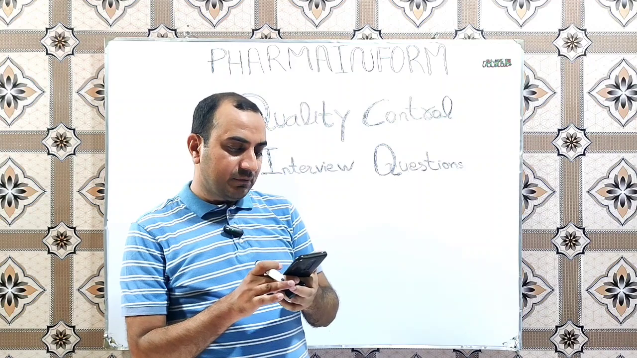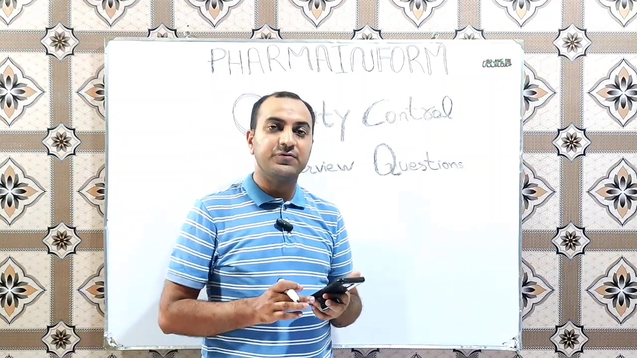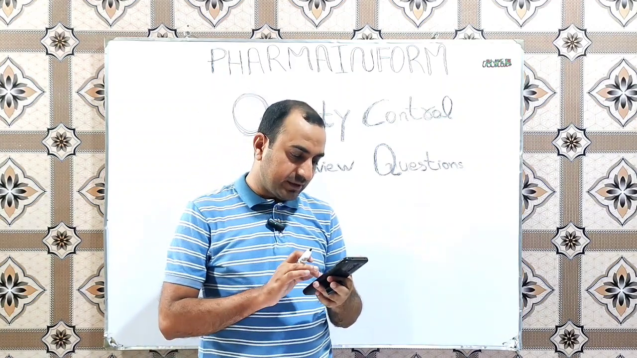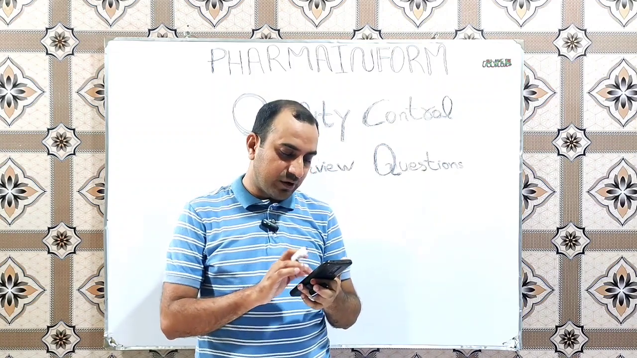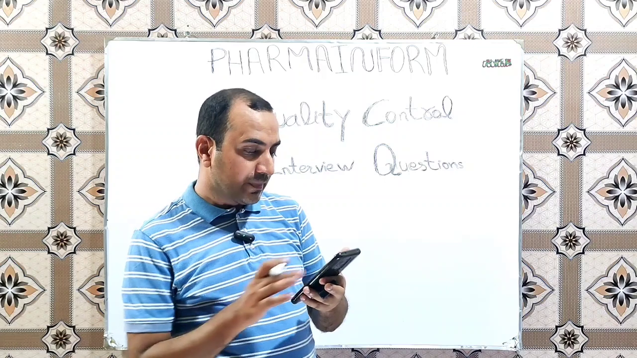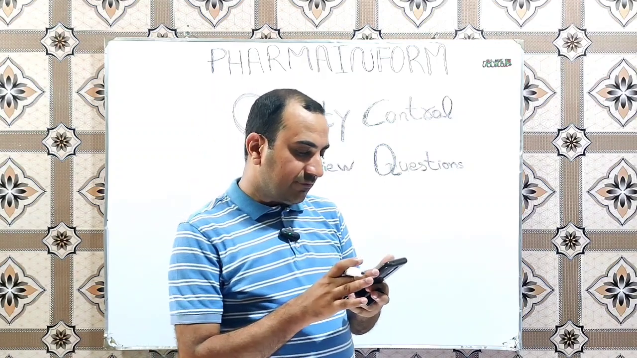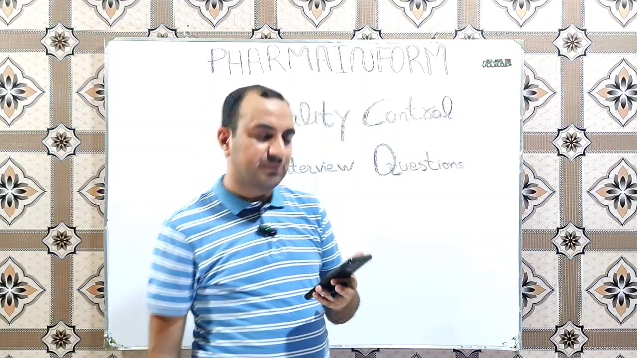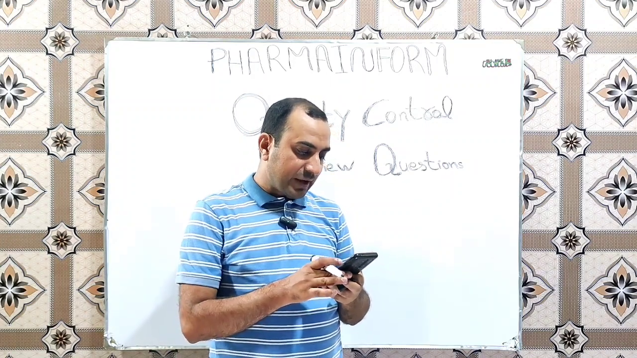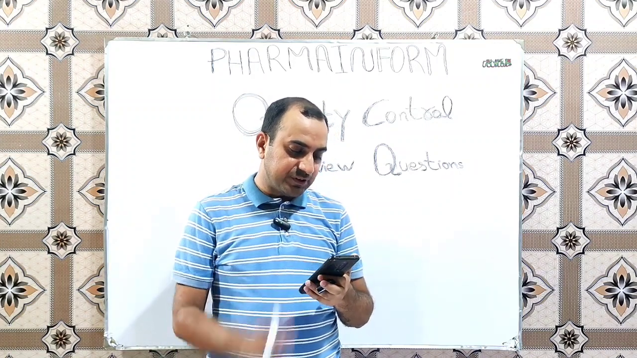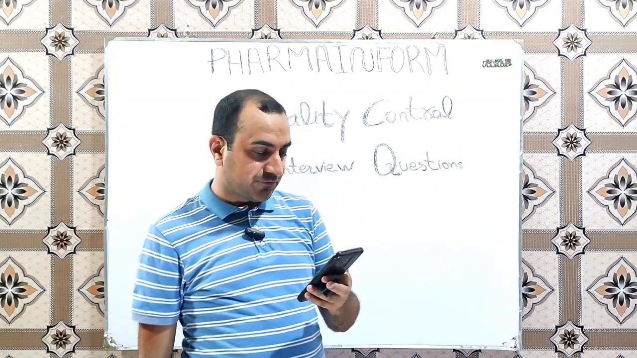Why is pyridine not used in Karl Fischer nowadays? Pyridine is carcinogenic. That is why it is not used nowadays and it is replaced by imidazole. Drift in Karl Fischer titration method. What is drift in Karl Fischer? The background environmental moisture detection is known as drift.